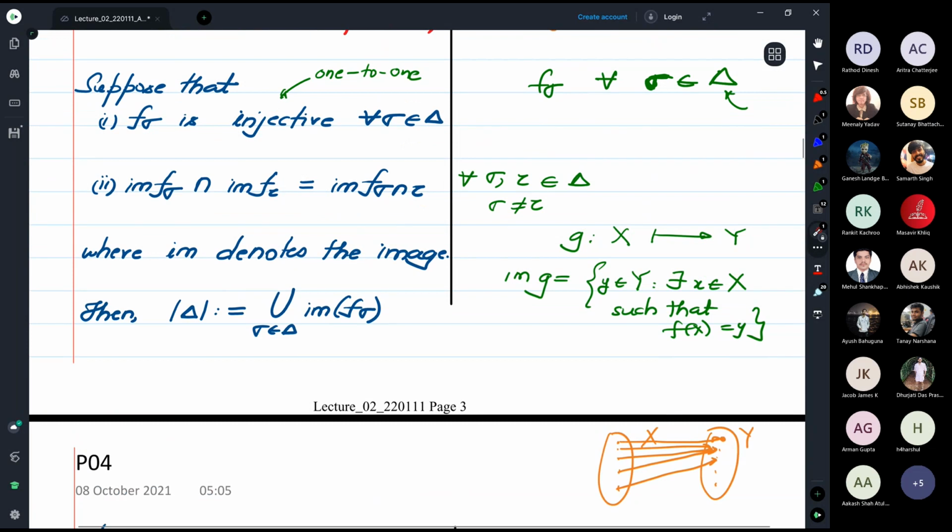So if these two conditions are satisfied, that is f sigma is injective for all sigma in delta. Furthermore, if image of f sigma intersection with image of f tau equals the image of f sigma intersection tau. So notice that sigma is a subset of the vertex set. Tau is also a subset of the vertex set. So sigma intersection tau will be another subset of the vertex set, right? So since delta is closed under the subset operation, sigma intersection tau will also lie in delta, right?